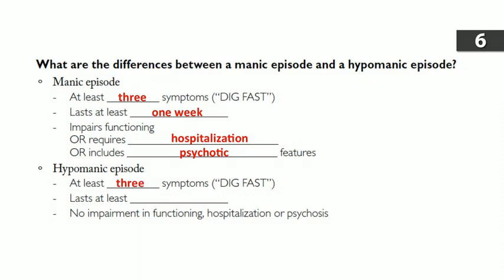Then for hypomania, it's the same list of symptoms with the expansive or irritable mood, and you still need at least 3 DIG FAST symptoms, but you only need symptoms for 4 consecutive days, not for a whole week. And hypomania is less severe by definition, so the disturbance is not severe enough to cause impaired functioning or to require hospitalization, and there's no psychosis. So if you have psychotic features like hallucinations or delusions, that's going to be a manic episode.